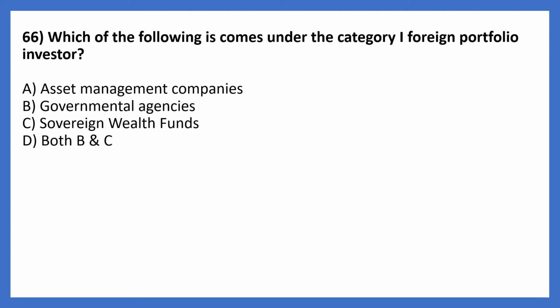Which of the following comes under the category 1 foreign portfolio investor? Option A, asset management companies. Option B, government agencies. Option C, sovereign wealth funds. And option D, both B and C. The correct answer is option D, both B and C.